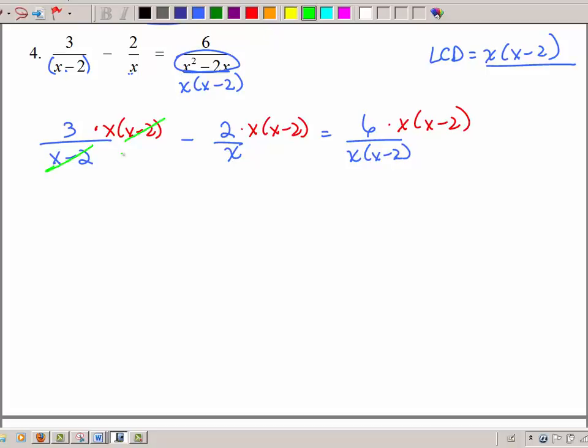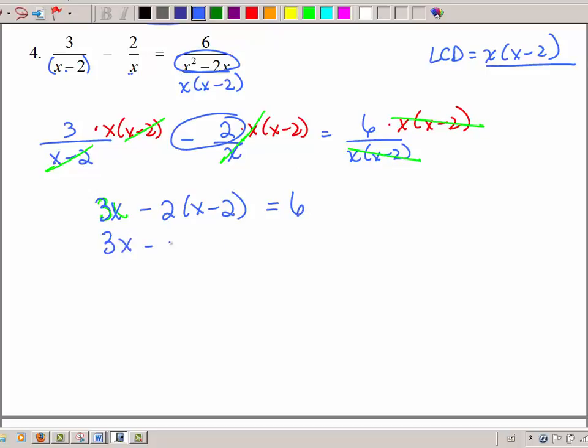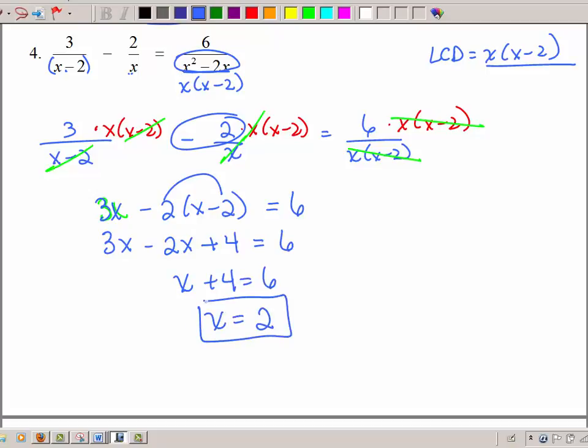All right, so the x minus 2's cancel, and I have 3x. Here, the x's cancel, and I'm going to write that as negative 2 times x minus 2. I'm doing that so I don't lose that negative sign. Equals just 6. All right, so I have 3x minus 2x plus 4 equals 6. Collect like terms, subtract 4. And again, I get that answer of 2.